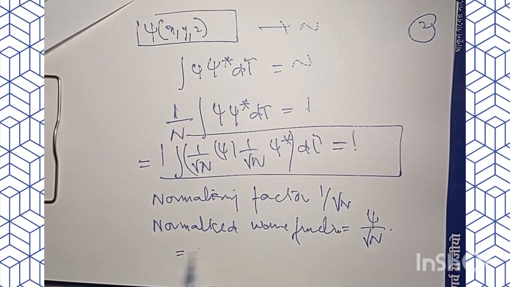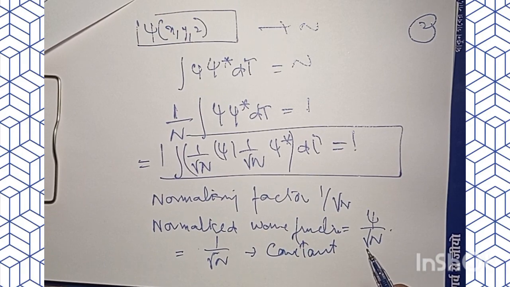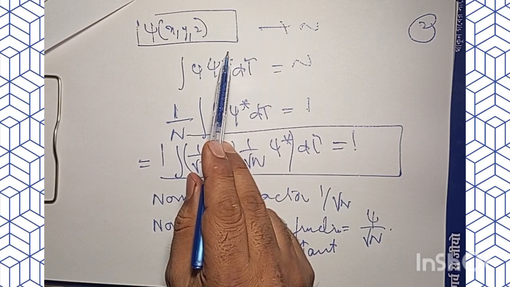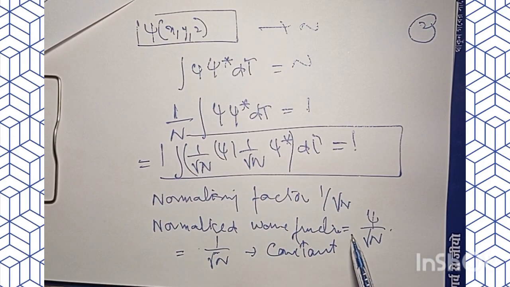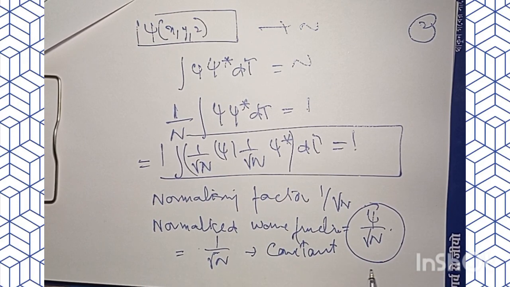As we understand, this 1 by under root of N is a constant, and it is independent of the coordinates x, y, and z, as we proposed when we started. And psi satisfies Schrodinger's wave equation. Then it's evident that this psi by under root of N will also satisfy Schrodinger's equation.